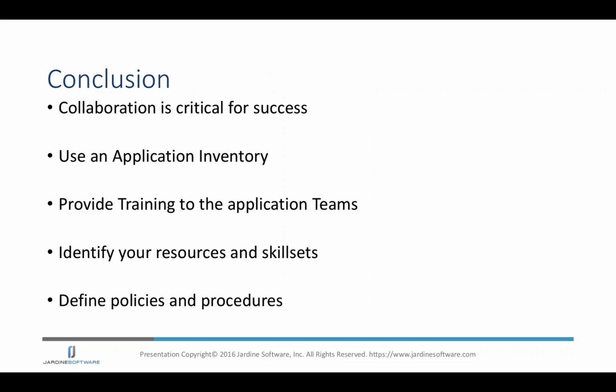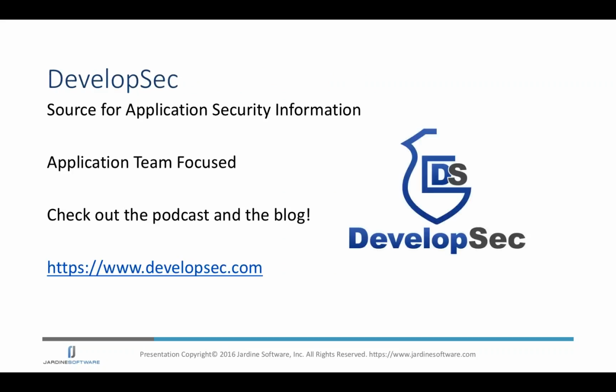So just a real quick conclusion slide, right? Again, collaboration is critical. Use an application inventory. It's going to help you out immensely once you get everybody actually involved in doing it. Look into getting training, identify your resources and skill sets, because again, a lot of times we don't know what's out there, and then defining those policies and procedures.